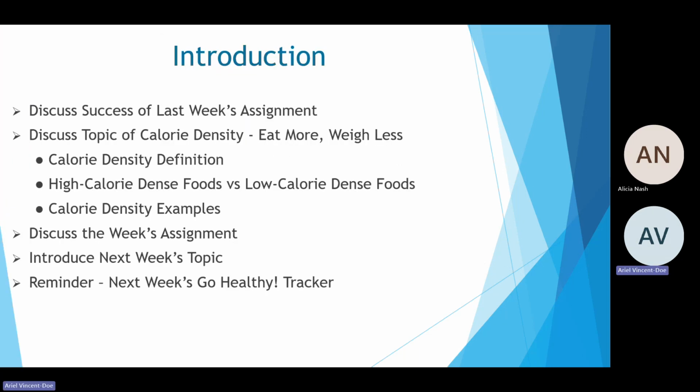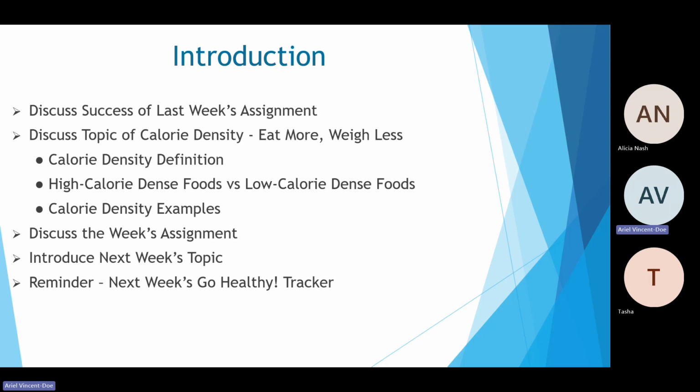Today we're going to discuss the success of last week's assignment. We're going to discuss the topic for today, which is calorie density, and focusing on eating more and weighing less. We'll talk about the calorie density definition. We'll discuss high calorie versus low calorie dense foods. We'll give some examples of calorie density foods. We'll discuss the next week's assignment and introduce next week's topic.